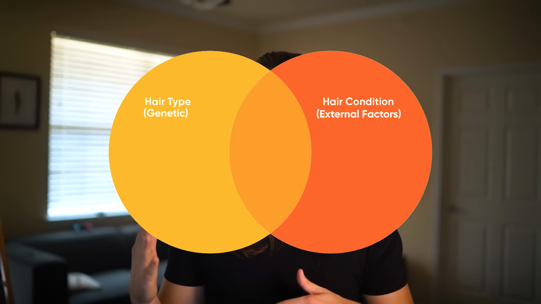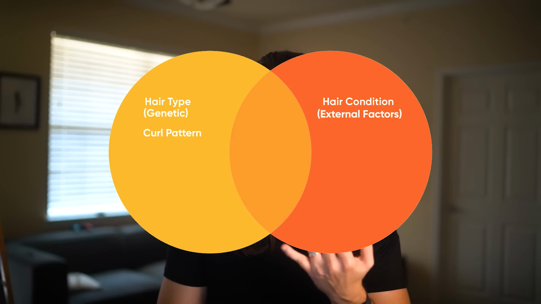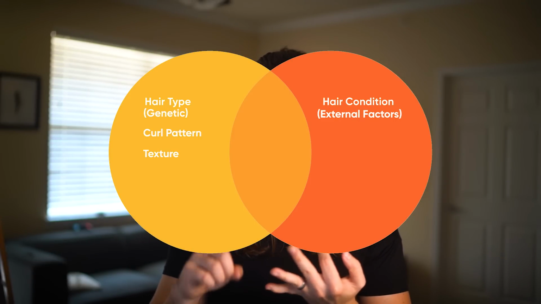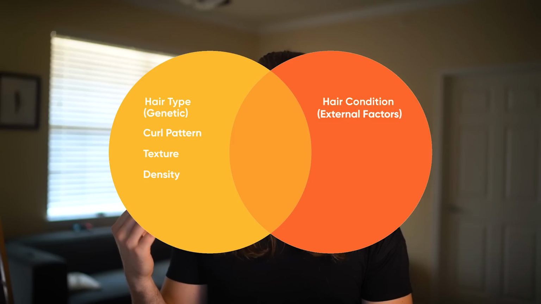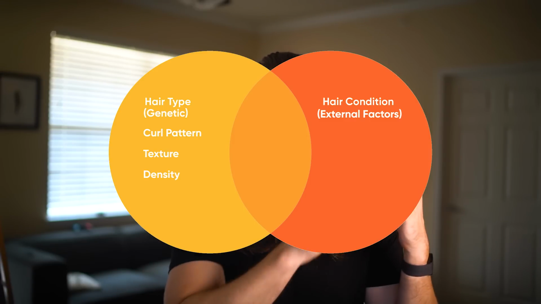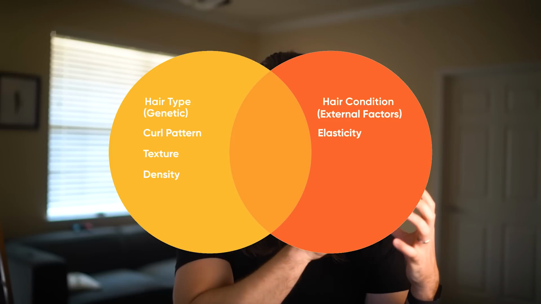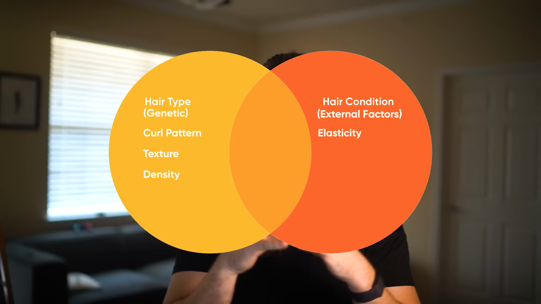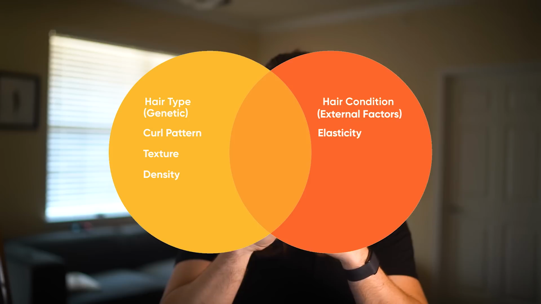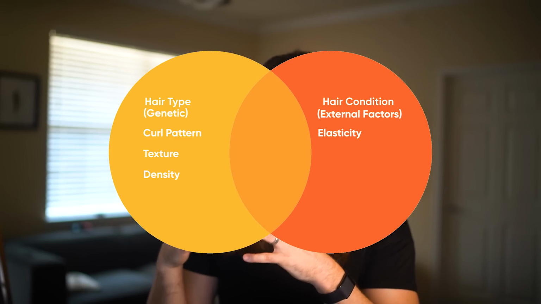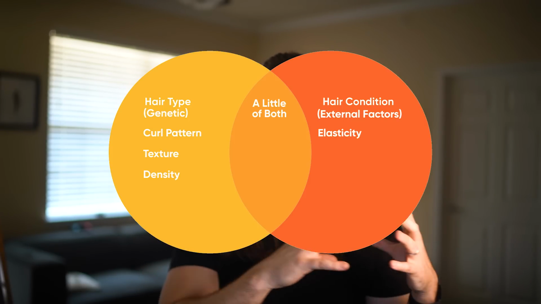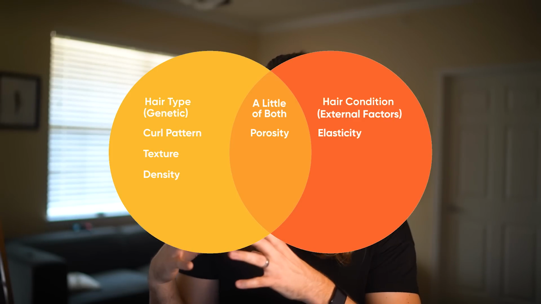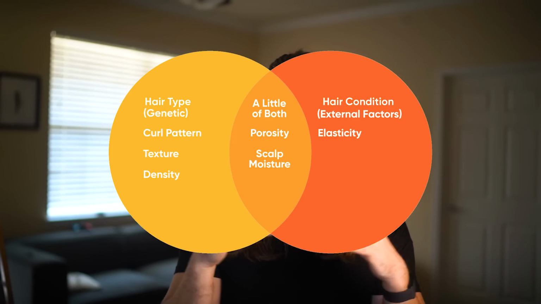Left side, we have your genetic hair type, which are things like your curl pattern, your hair texture, and your density. And the right side, we have your hair's condition. The main one that falls into this side is your elasticity, because it can tell us a lot about the condition of your hair. And then in the middle, where this Venn diagram intersects, we have the parts of your hair that can be affected by both genetics and outside forces. So porosity and scalp moisture levels fall into this category.